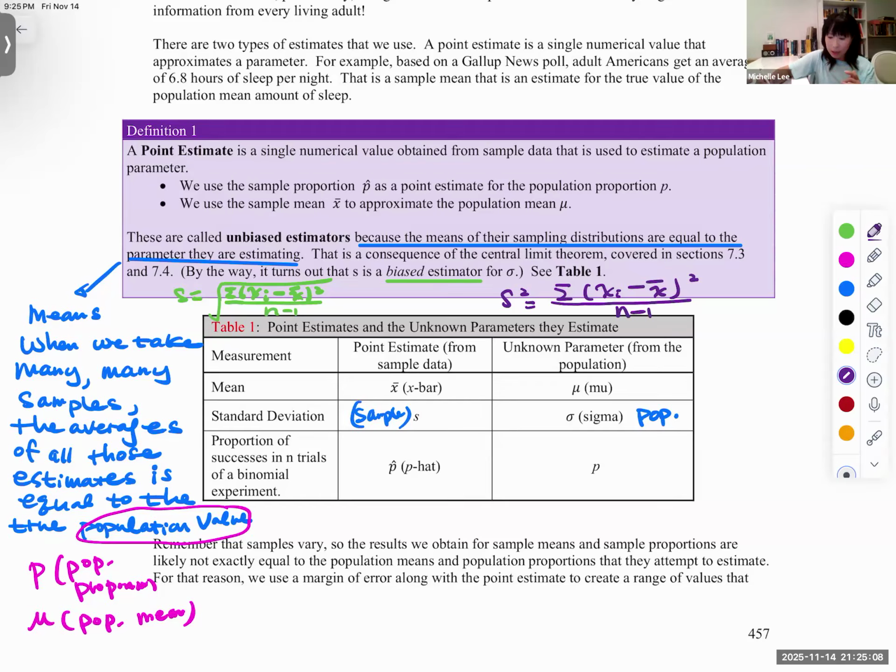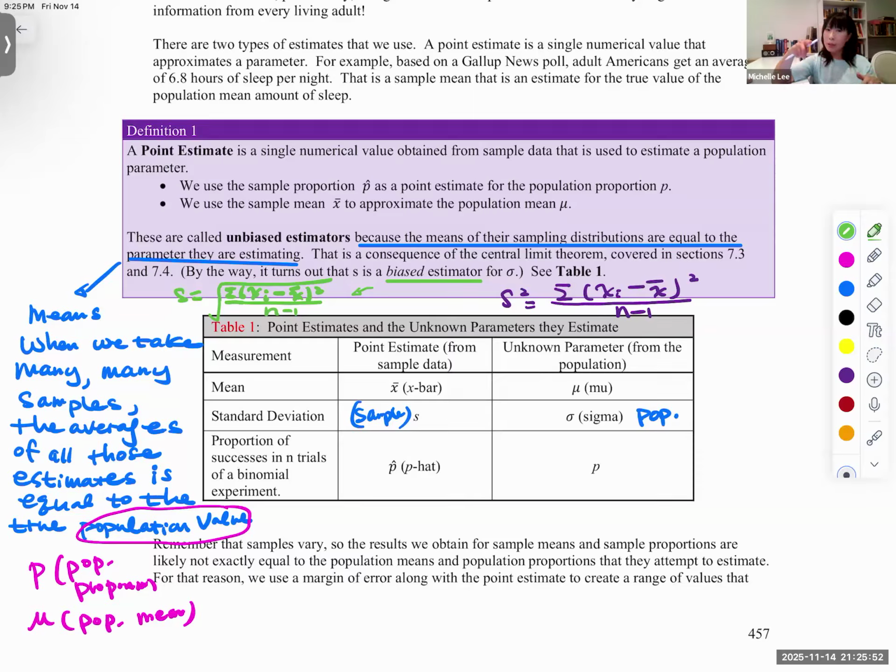Now we say that this is an unbiased estimator. For S they said biased, but we say it is approximately unbiased because we have n-1, but it's inside the square root. If we were using n, that would definitely be a biased estimator. That's why we are using n-1. We talked about this when we covered standard deviation. Remember? If you don't remember, that's fine.